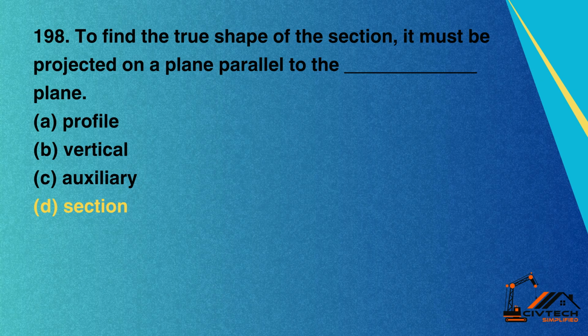198. To find the true shape of the section, it must be projected on a plane parallel to the plane. A. Profile. B. Vertical. C. Auxiliary. D. Section. Correct option: D, section.